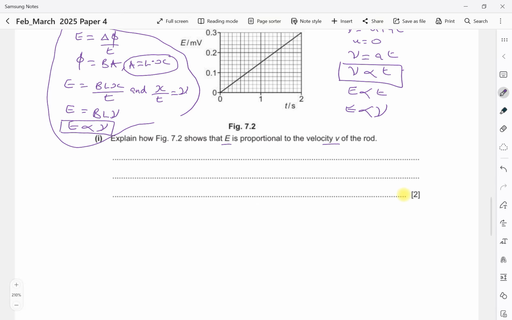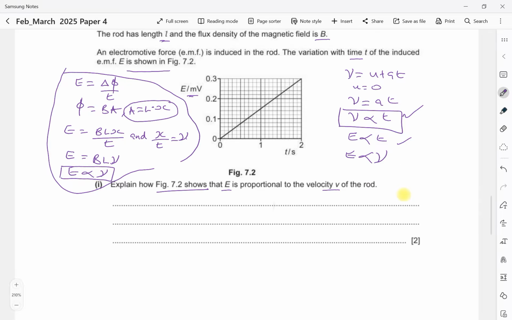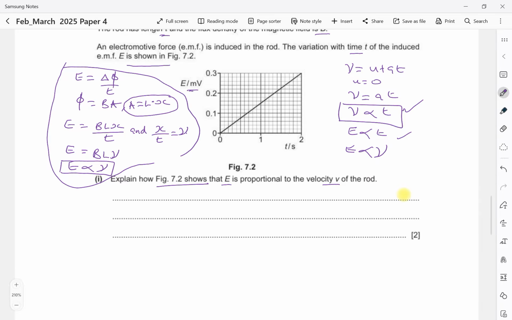But since they said explain how the figure shows that E is directly proportional to the velocity V, I will concentrate on the figure. It is a straight line, which shows that E is directly proportional to T, and we know that V is equal to U plus AT, so V is directly proportional to T, which means that E is directly proportional to V. So we shall say that uniform acceleration implies that the velocity is directly proportional to time.